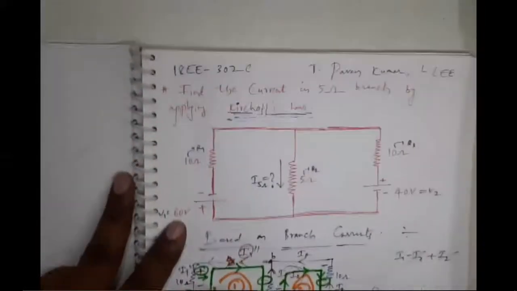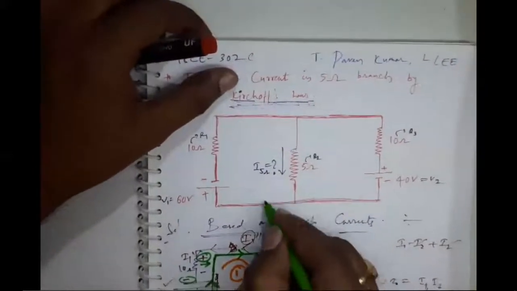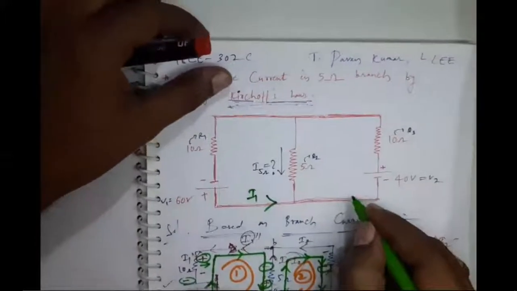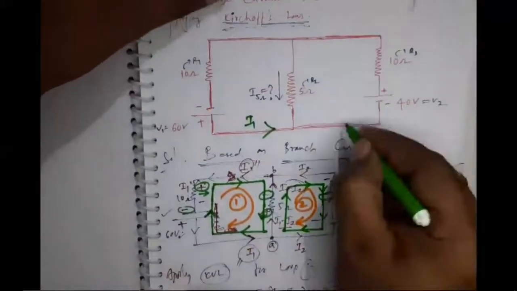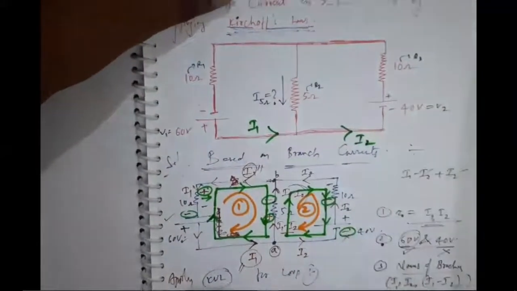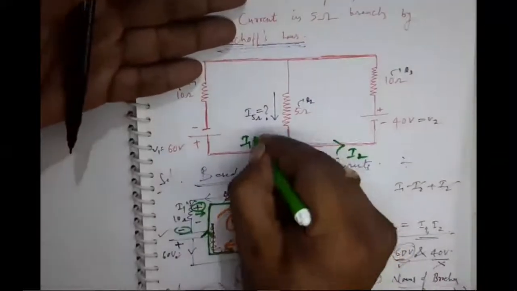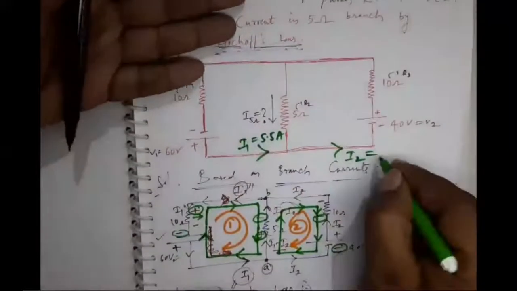For this, let me write. This branch name is I1, and this branch name, based on this assumption, is I2. What is the value of I1 current? I1 is 5.5 amperes. I2 is 4.5.